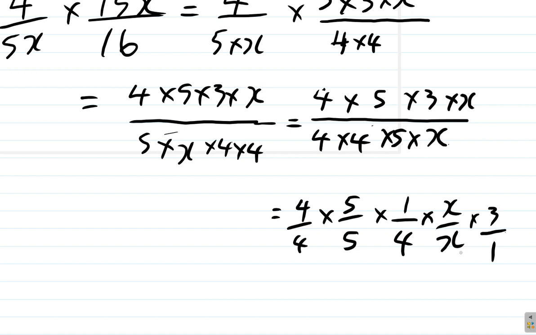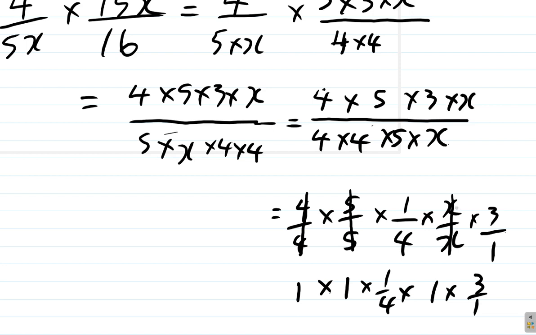Alright? So you see that? Ensure you see it. 4 divided by 4 is 1, so you can write this as 1. 5 divided by 5 is 1, so you can write this as 1. So it's 1 times 1, times a quarter, times x divided by x, which is 1, times 3 divided by 1. So you see how they all cancel out each other. Right?